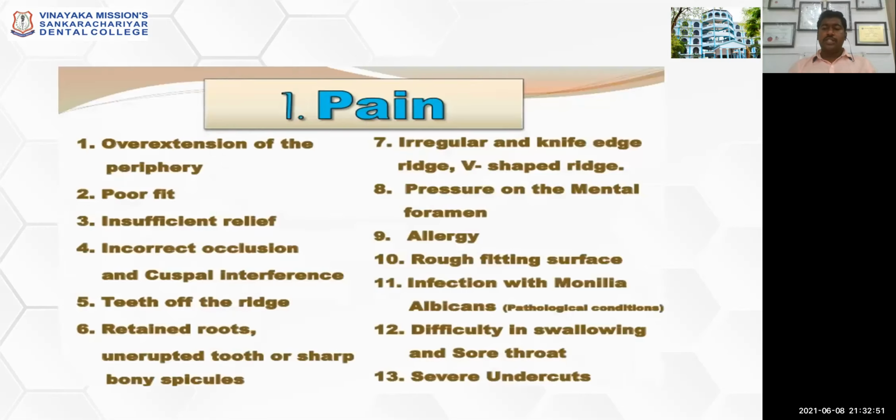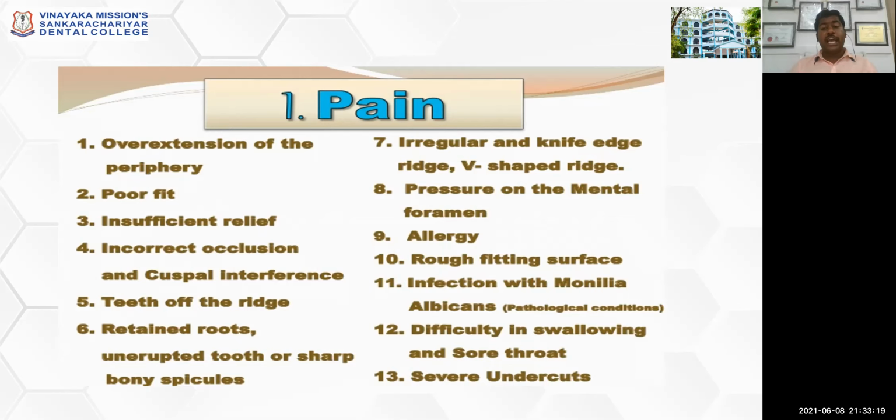So the main causes why the patient comes to the dental clinic because of pain is, the first thing, there is overextension of the periphery. So how can we correct this? This can be corrected during your border molding stage. So immediately you have to understand that during border molding, you have overextended your borders, which is impinging on the soft and hard tissues. And because of that, the patient has got pain. Second, the poor fit of the denture.